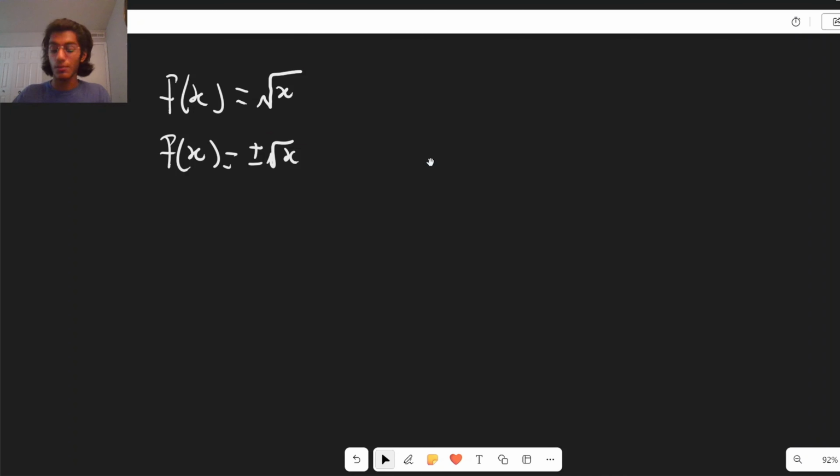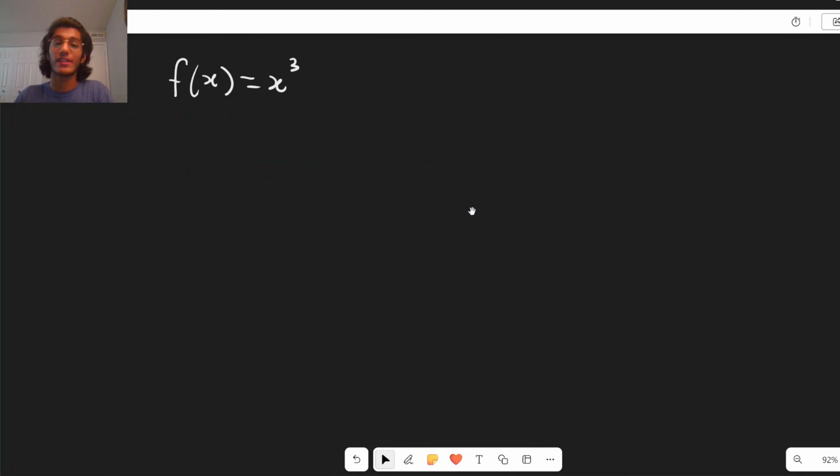So you can put this in Desmos or any other graphing calculator, and if you put positive square root of x, you'll get just the top part. But if you put the negative square root of x, then you'll get the bottom part as well. And now let's do it once more, but with f of x equals x cubed this time.